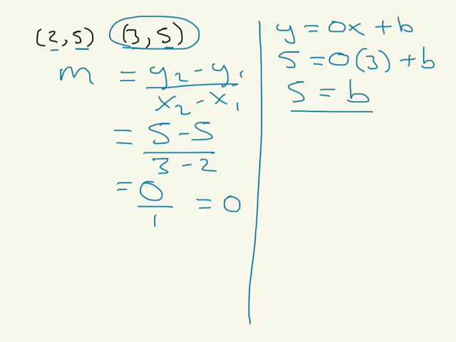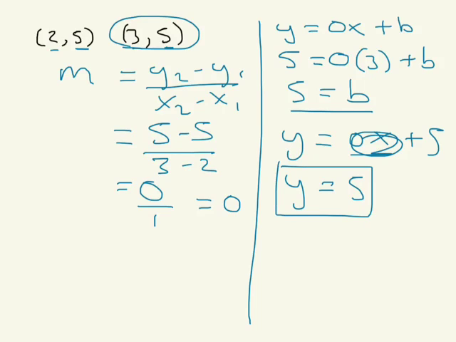So I know 5 equals b, so I get y equals 0x plus 5, which is the same thing as saying y equals 5, because 0x is just going to disappear. So y equals 5 is our answer, and that's going to be a horizontal line. Horizontal.